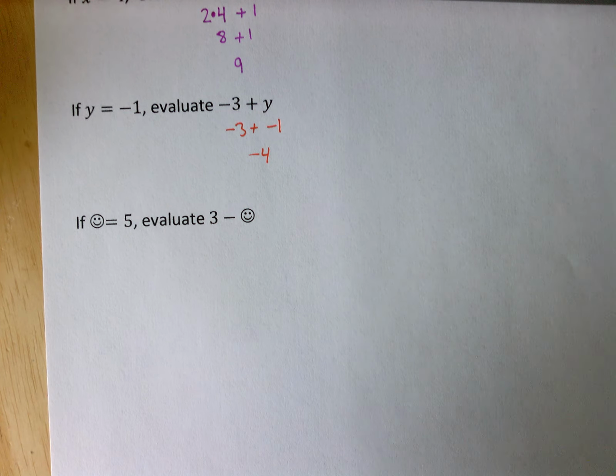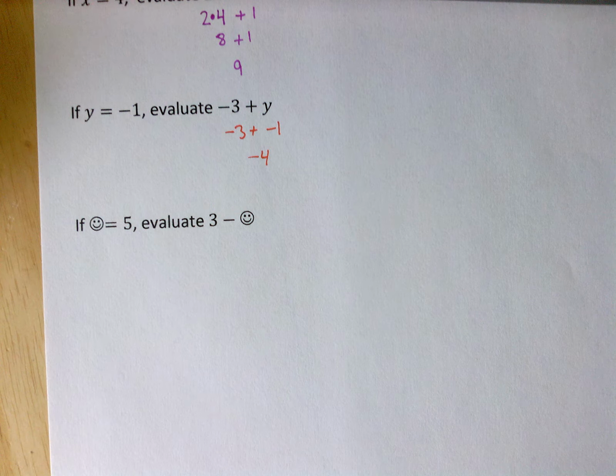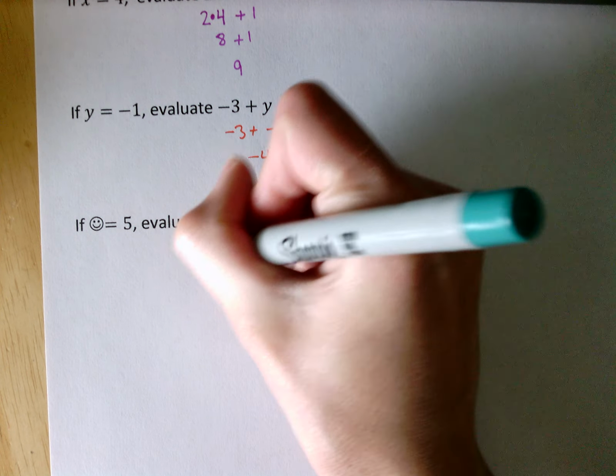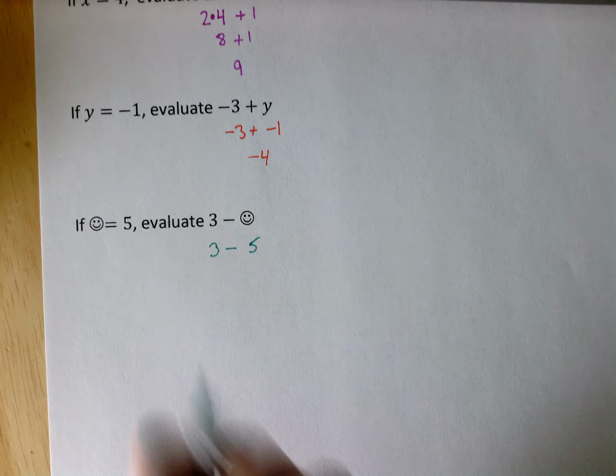All right, and then last one. This one, they tell me that smiley face is equal to 5. Okay, well, that's weird. We don't usually see smiley faces, but that's just a symbol that we're using to represent a number. So a smiley face and a 5 are interchangeable in this problem. So when it says to do 3 minus smiley face, that's the same as 3 minus 5. Okay, and then we're going to subtract those.